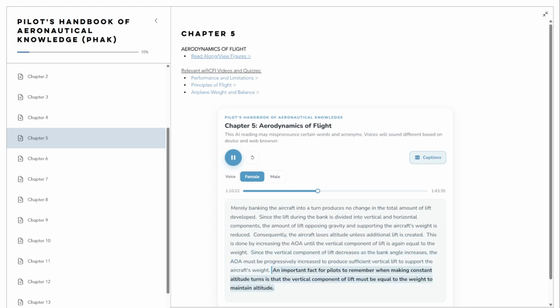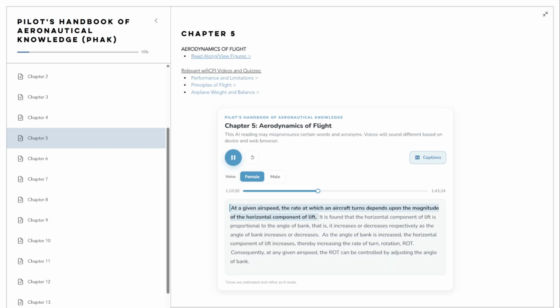An important fact for pilots to remember when making constant altitude turns is that the vertical component of lift must be equal to the weight to maintain altitude. At a given airspeed, the rate at which an aircraft turns depends upon the magnitude of the horizontal component of lift. It is found that the horizontal component of lift is proportional to the angle of bank, that is, it increases or decreases respectively as the angle of bank increases or decreases. As the angle of bank is increased, the horizontal component of lift increases, thereby increasing the rate of turn, ROT. Consequently, at any given airspeed, the ROT can be controlled by adjusting the angle of bank.